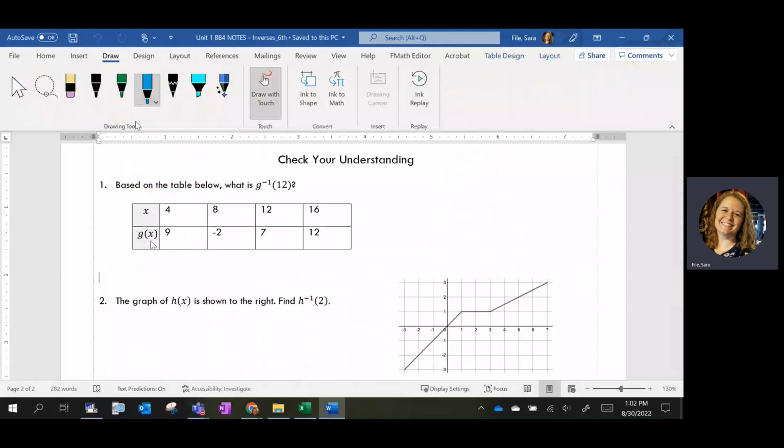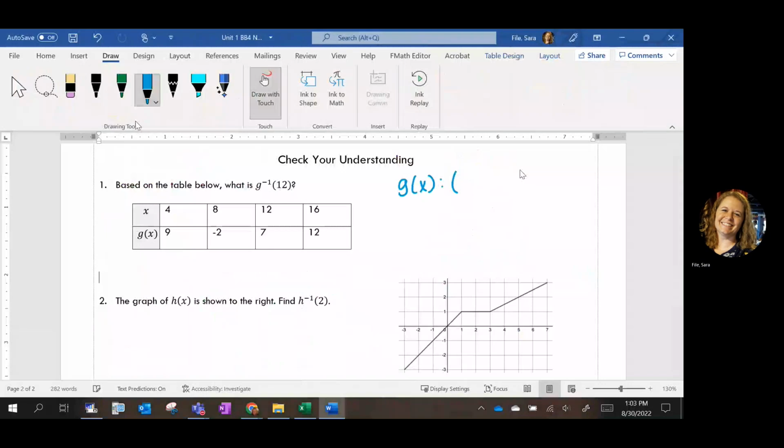Okay, so here's the original function in the table. So again, what I'm saying is if the input of the inverse is 12, for the original, the output was 12. Does that make sense? Because they switch.